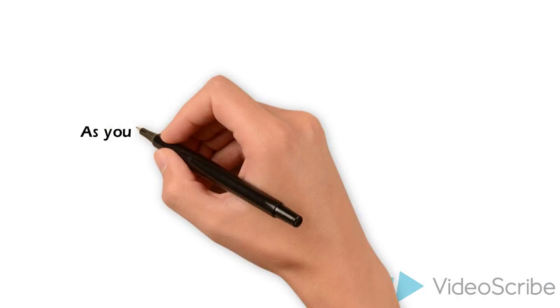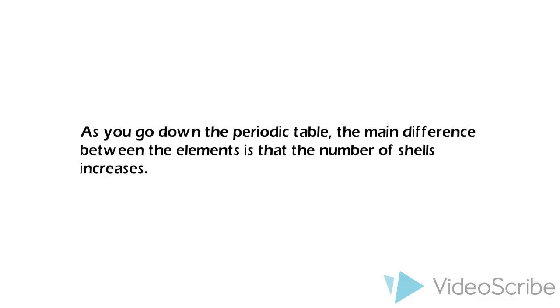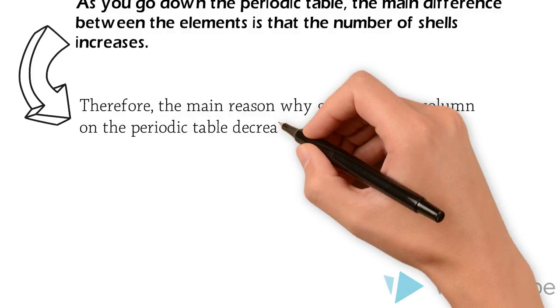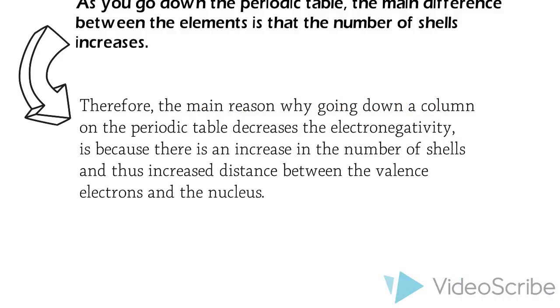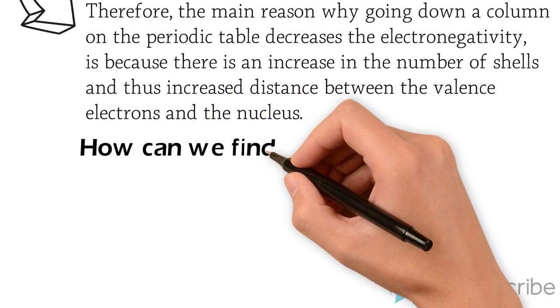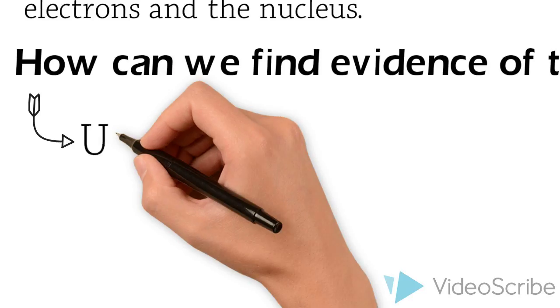So as you have seen, as you go down the periodic table, the main observable difference is that there are more shells added. Therefore, the main reason why going down a column on the periodic table decreases the electronegativity is because there is an increase in the number of shells. But how can we provide evidence that that is true? By using Coulomb's law, of course.